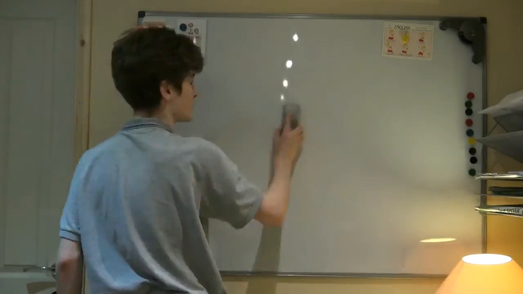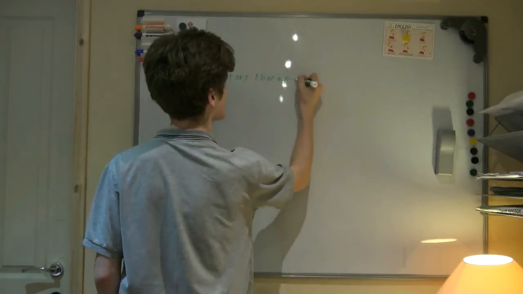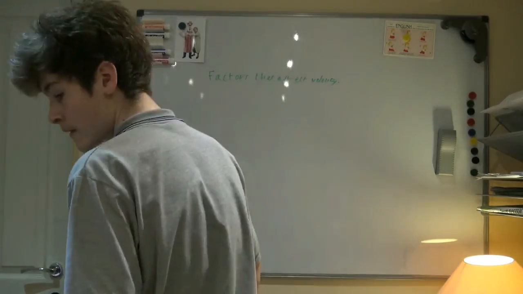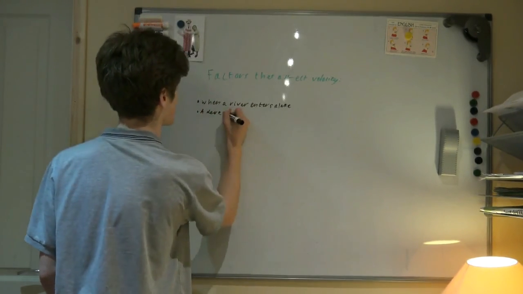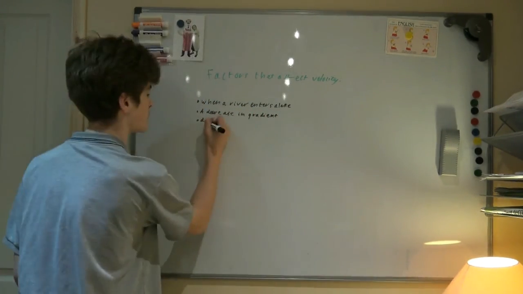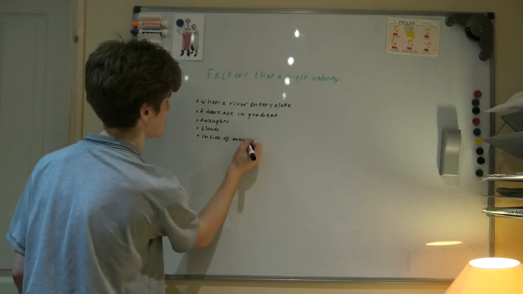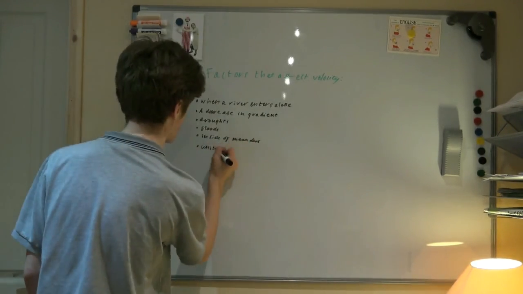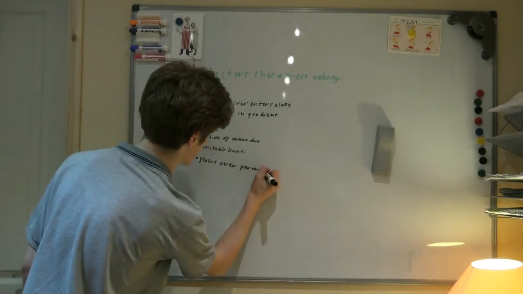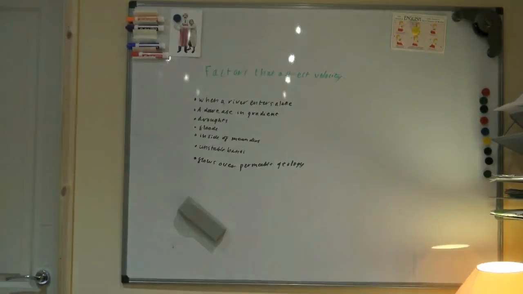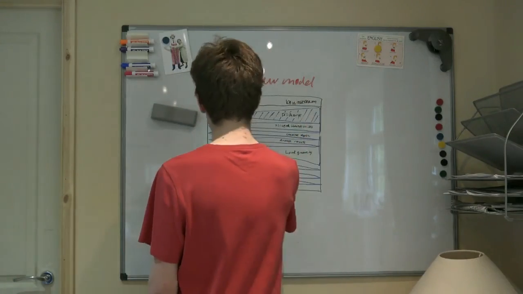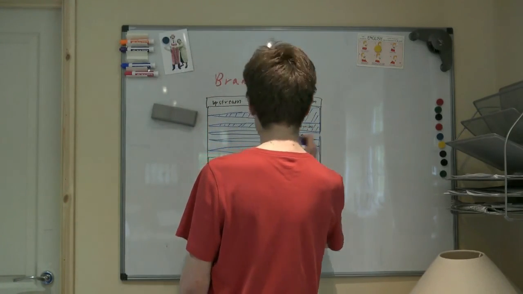There are many factors that might decrease velocity and therefore increase deposition. These are when a river enters a lake or sea, a decreasing gradient, droughts, floods, the inside of meanders, unstable banks, and flows over permeable geology. All channel characteristics can be expressed in the Bradshaw model, which is a handy way to visualize changes in the river as it gets further downstream in an exam.